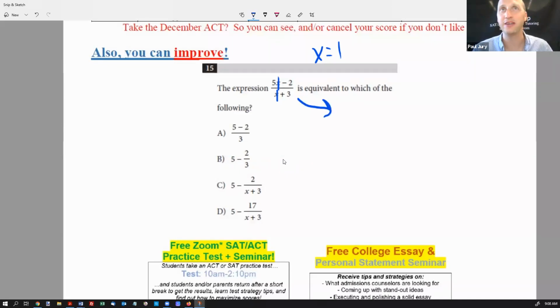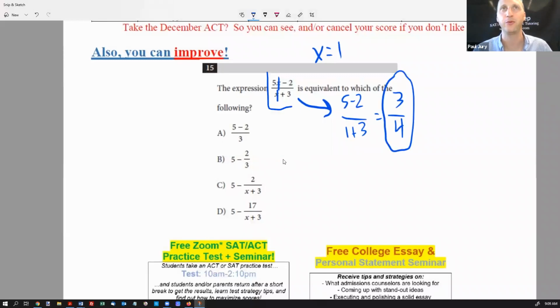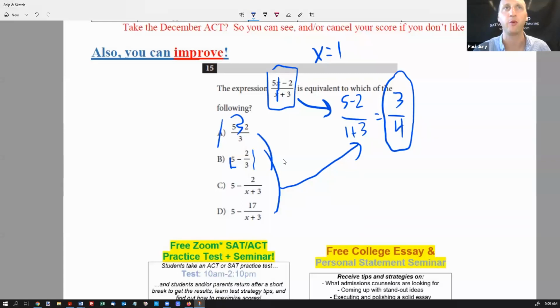And then you ask yourself, well, what would this even be equal to if X was 1? So 5 minus 2 over 1 plus 3, that's going to be 3/4. So step 1, make up a number. Step 2, figure out what this would be with that number. Then all you have to do is take these answer choices and plug them in, and whichever one comes out to be 3/4 is your answer. This one's not. This is 3/3. This one's going to be 5 minus just a little bit of stuff, like some chump change. That's going to be like 4 and something, 4 1/3. That's nowhere near 3/4. So that isn't it.